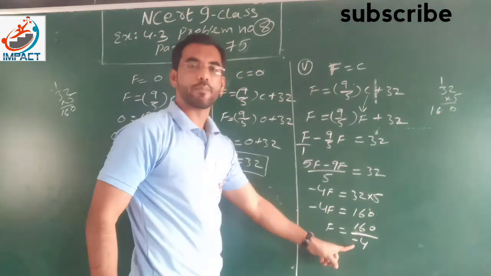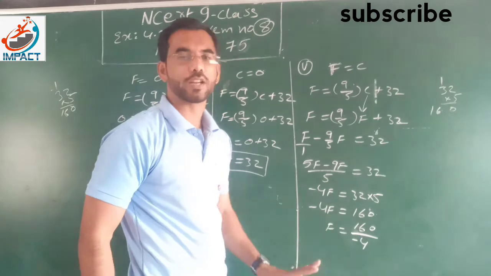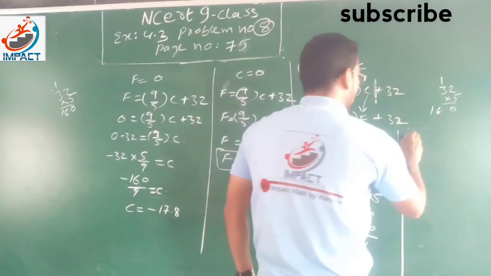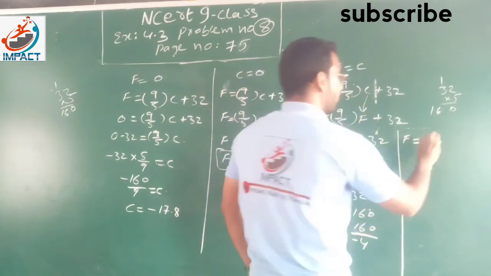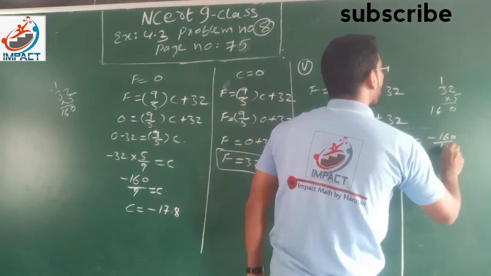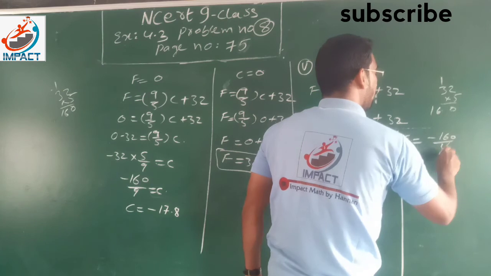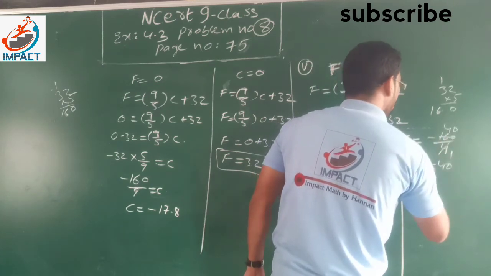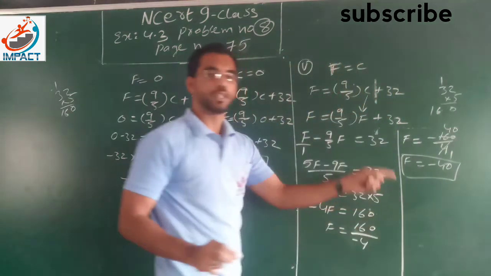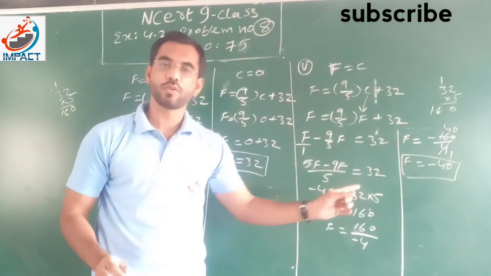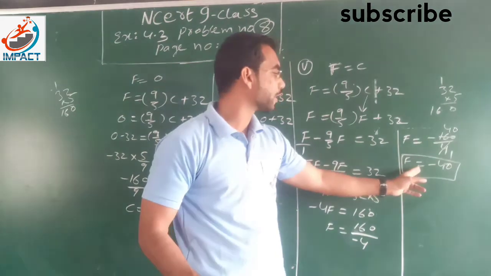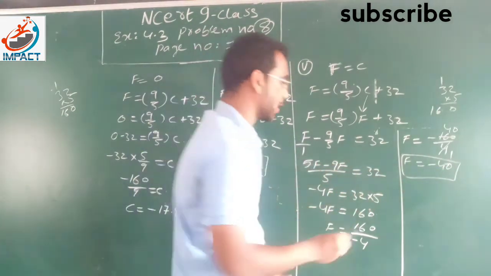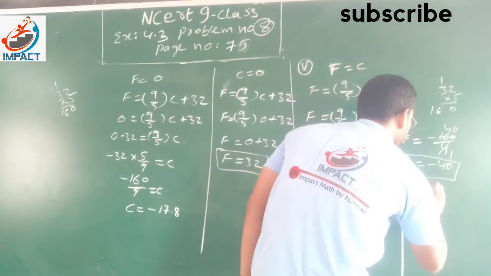So F is equal to 160 by minus 4. Either you take minus to the numerator or denominator, it will be equal. Space is not sufficient, so I am writing here. So F is equal to minus 160 by 4. So F is equal to minus 40. If F is minus 40, then C also will be minus 40. If we take minus 40 in place of F, then these two will be equal to each other. We will check.